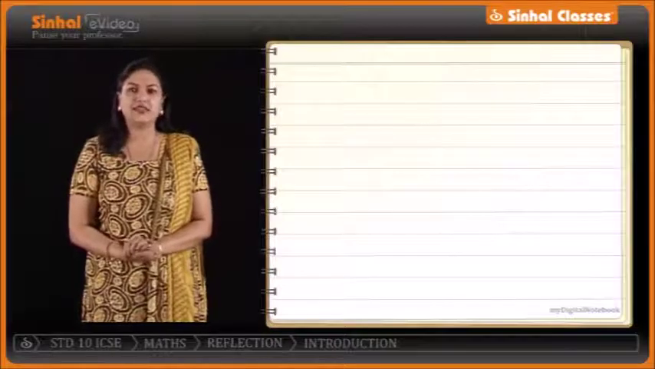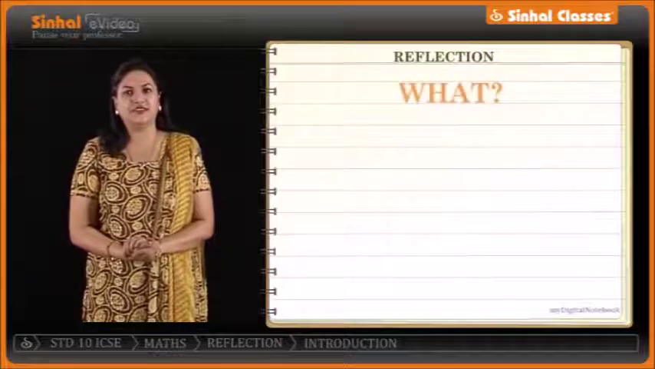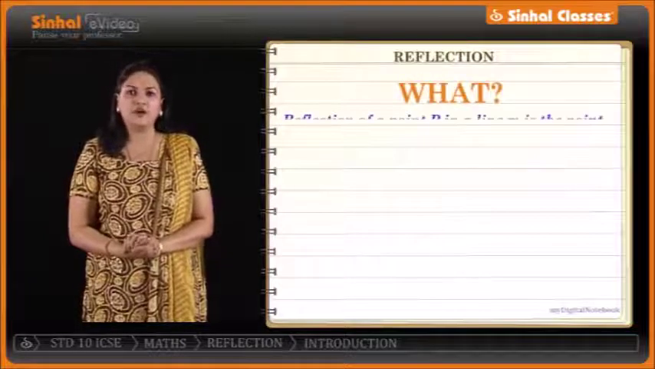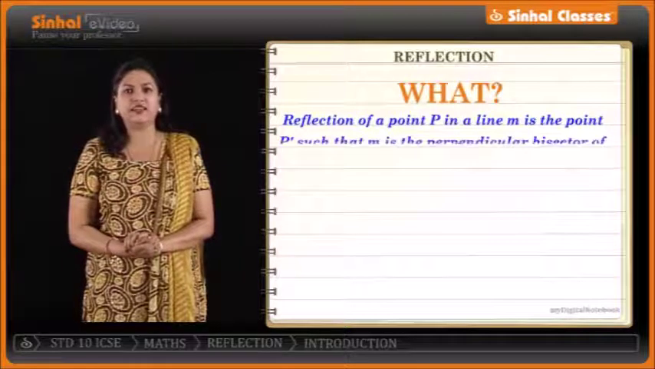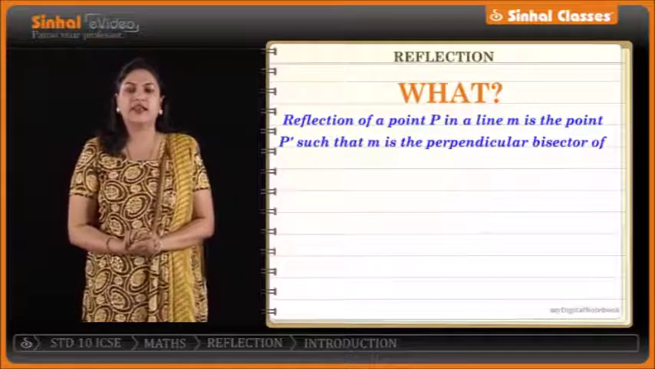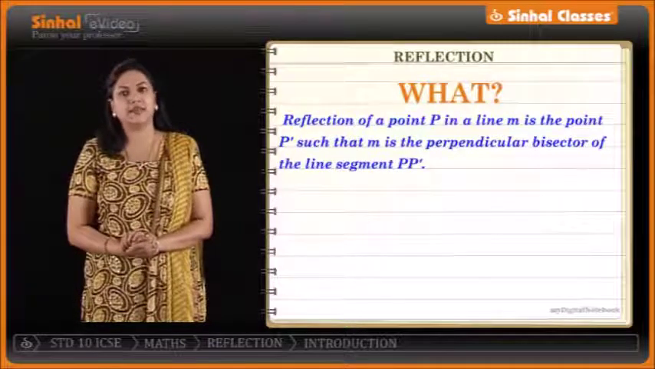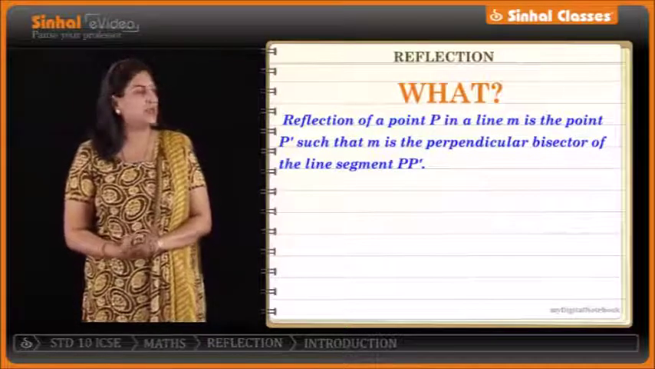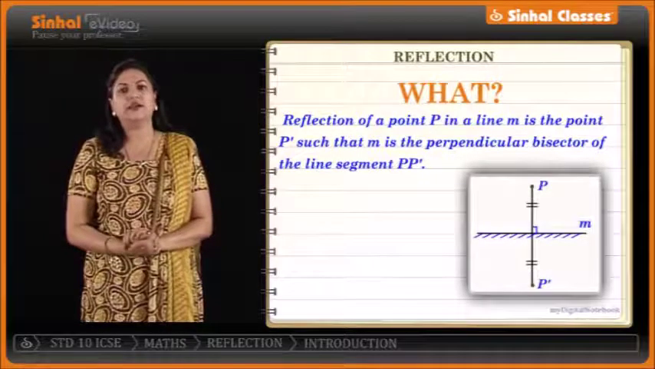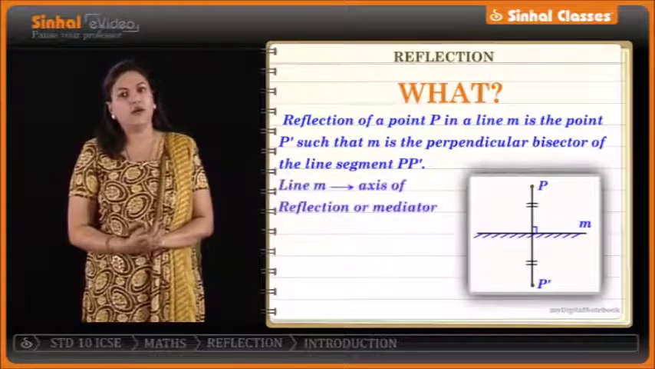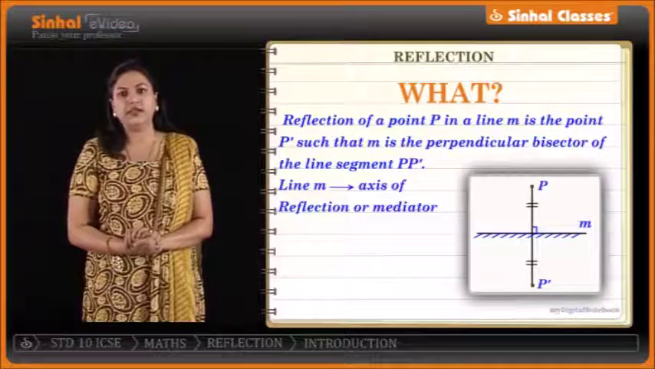Now let's take the next topic, which is reflection. What is reflection? The reflection of a point P in a line M is a point P dash such that line M is the perpendicular bisector of the line segment P P dash as shown. Here, line M is called the mirror line or the axis of reflection, or also called the mediator.